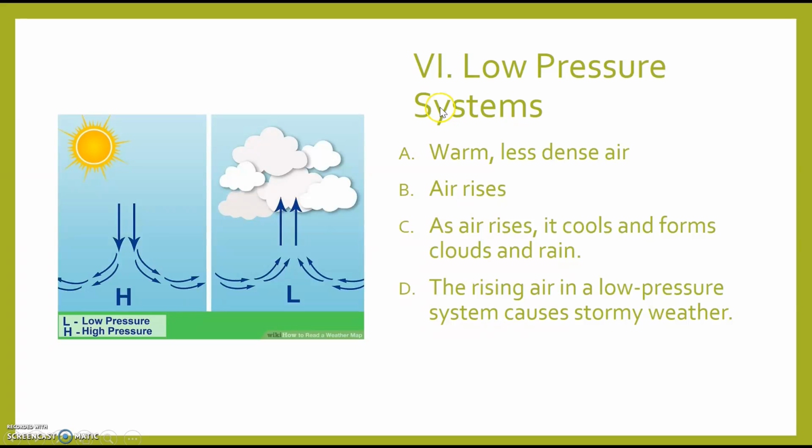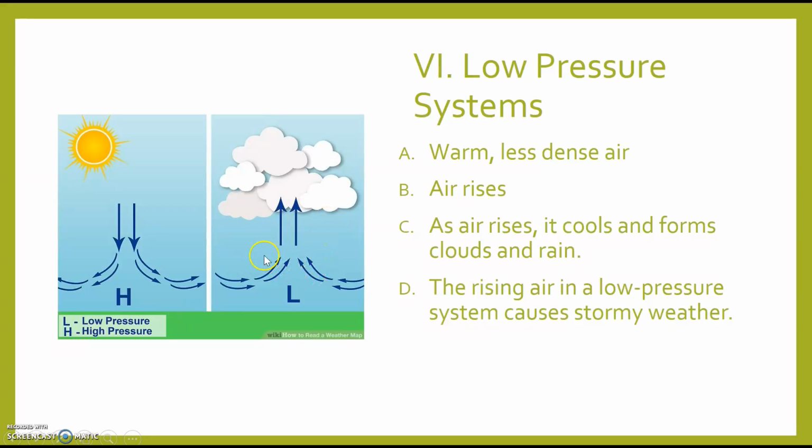Low pressure systems are the opposite. So it's warm, less dense air, so that means your air is going to rise. As your air rises, it's going to cool and form clouds and rain because of all the moisture that was in there. When your air is down here, it's constantly just absorbing a lot of that.